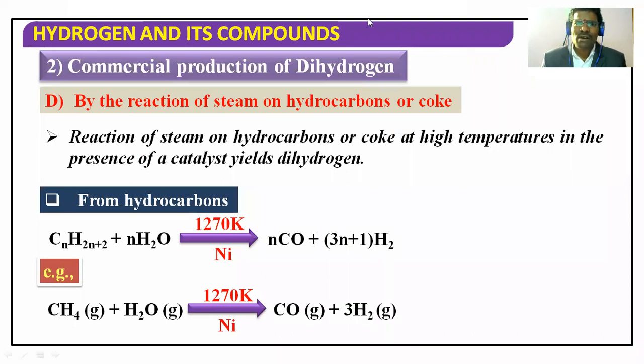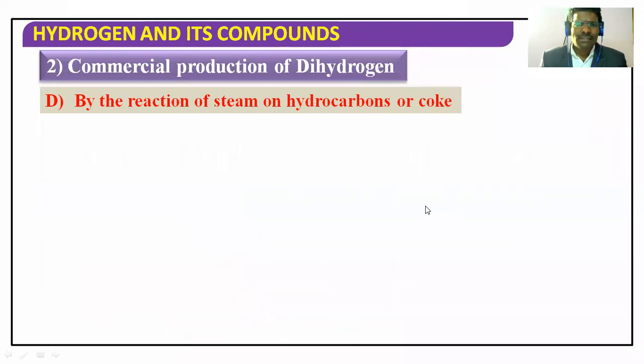Here the mixture of carbon monoxide and H2 is known as water gas. This mixture is also known as water gas or syn gas. It is also known as synthesis gas. Why do we call it synthesis gas or syn gas? This mixture can be used to prepare a number of other hydrocarbons, dear students, or alcohols. I will show you.